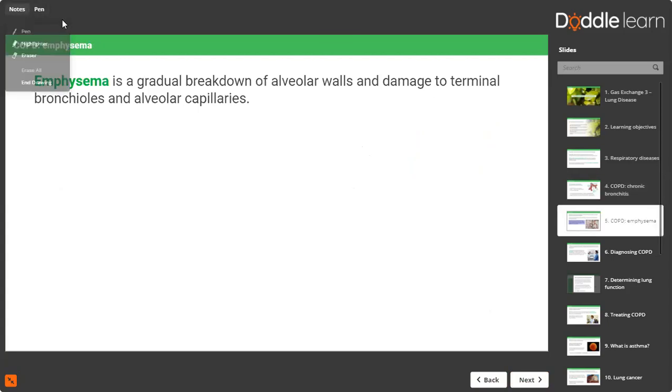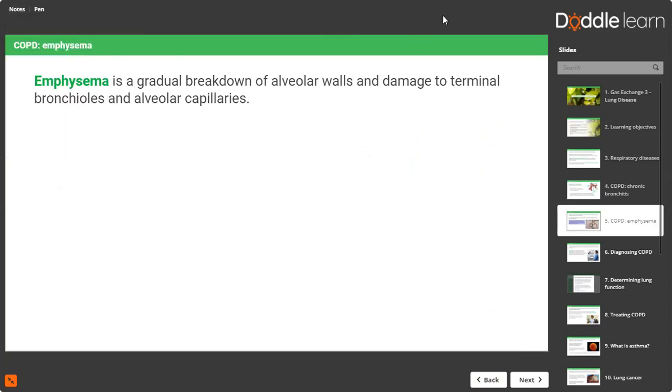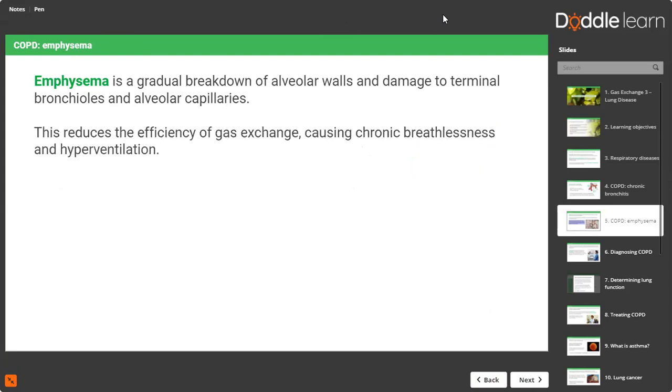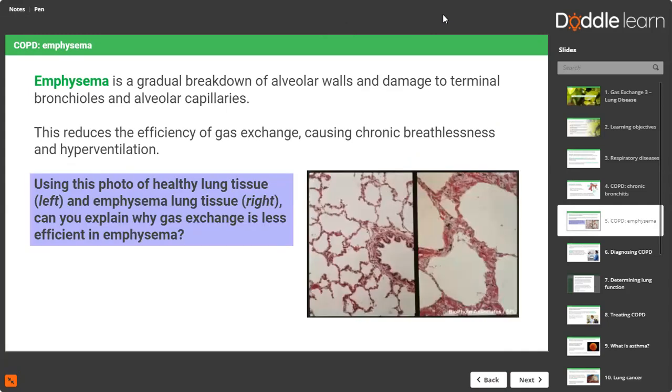Emphysema is a gradual breakdown of the alveolar walls and damage to the terminal bronchioles and alveolar capillaries. So if we've got an image here. Chronic bronchitis is sort of the top of your lungs, where you've got your bronchi splitting. Emphysema is working on the opposite end of your lungs, so your alveoli.